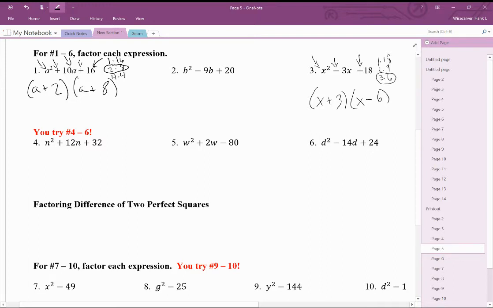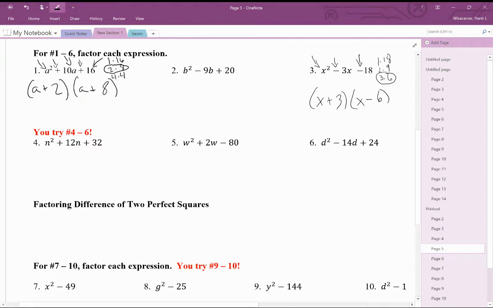Alrighty, moving on. So you guys, in the notes, you should give these a shot, pause the video, and then you can check back. And then I'm going to go over, I think I'm going to do 5 and 6. Okay, so here we go.